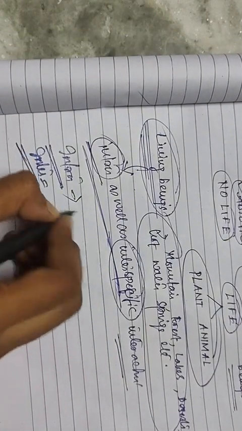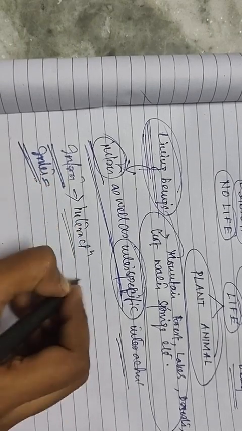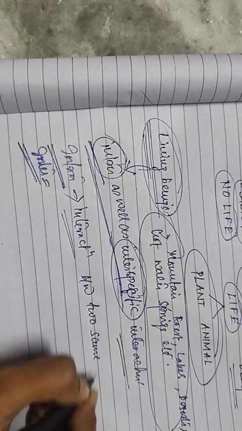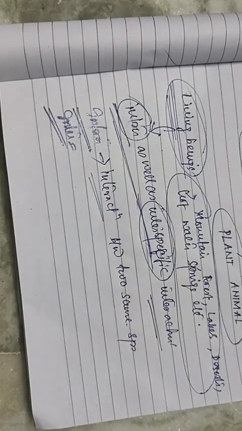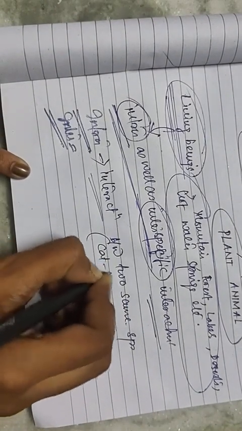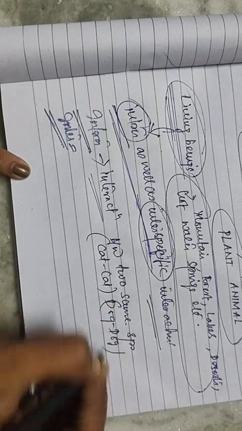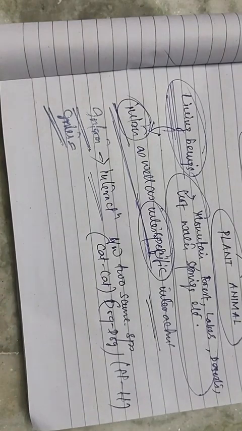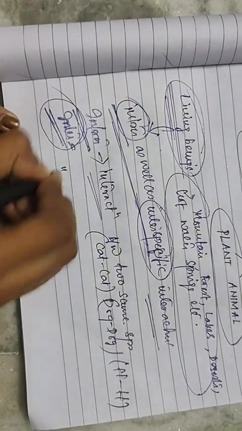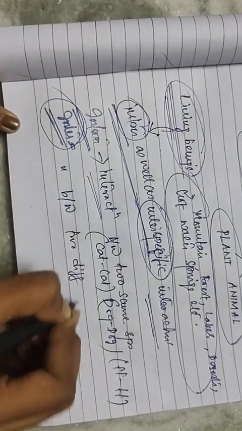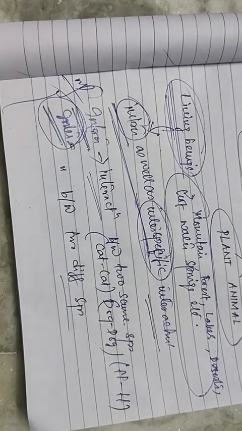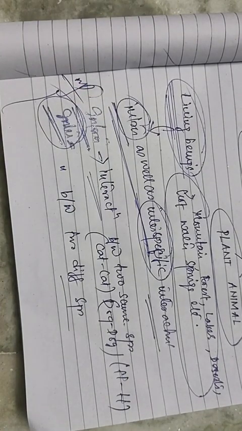Intra means when interaction is there between two same species. Suppose cat and cat, dog and dog, human and human. So this is the intraspecific interaction, and inter means when interaction is between two different species. These are important for your examination: what is the meaning of intraspecific interaction and what is the meaning of interspecific interaction? These are two important terms in this chapter.